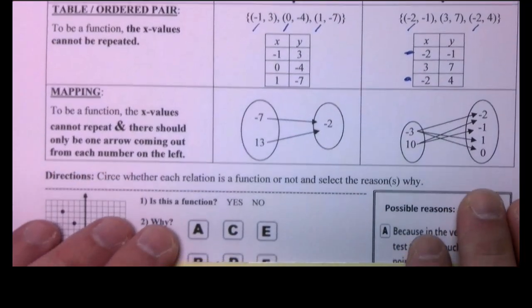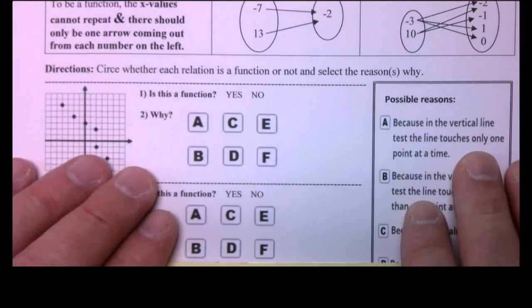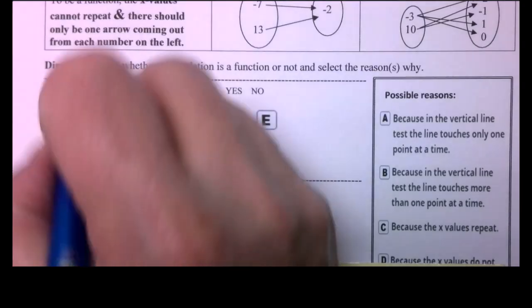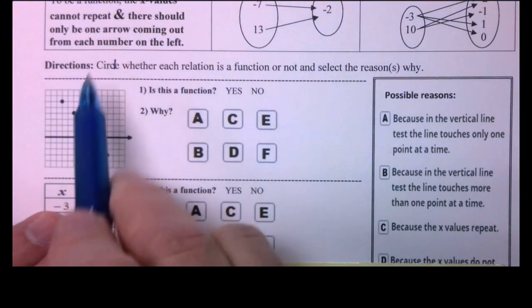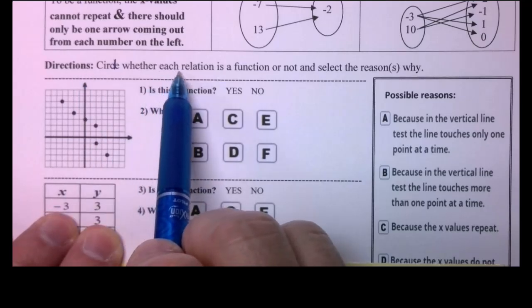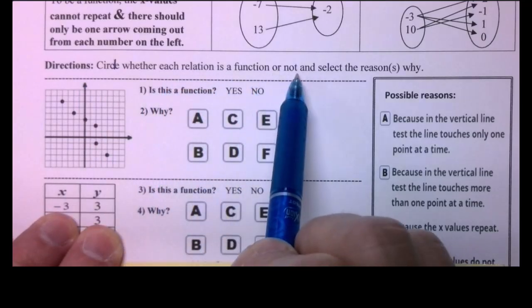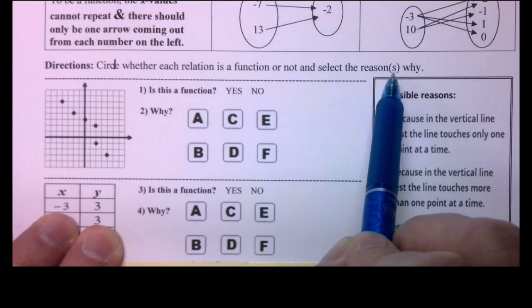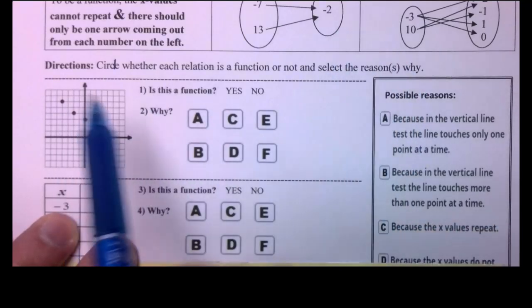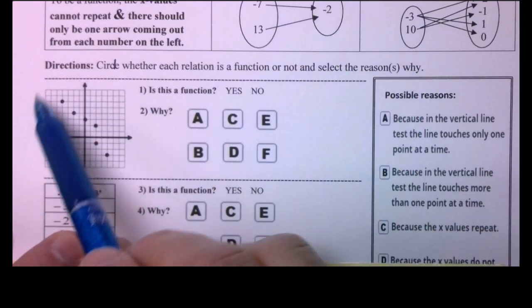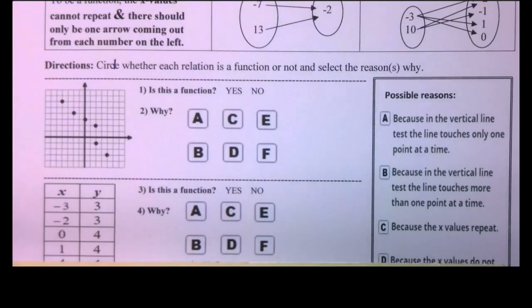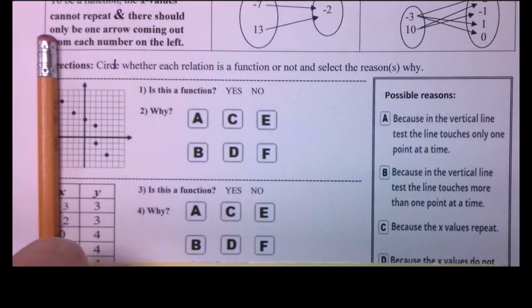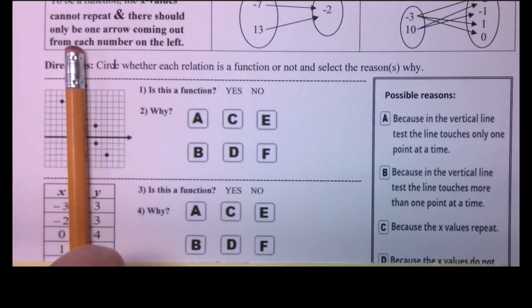Okay, so now we're going to try some problems. So here's the direction, and I made a typo here, so let me make a correction there. It's supposed to be circle. Circle whether each relation is a function or not, and select the reason or reasons why. So basically, I'm going to have a representation here, and I have 2 questions to answer. First question, is this a function? Well, if I take my pencil and I move from left to right, I'm touching 1 point, 1 point, 1 point.